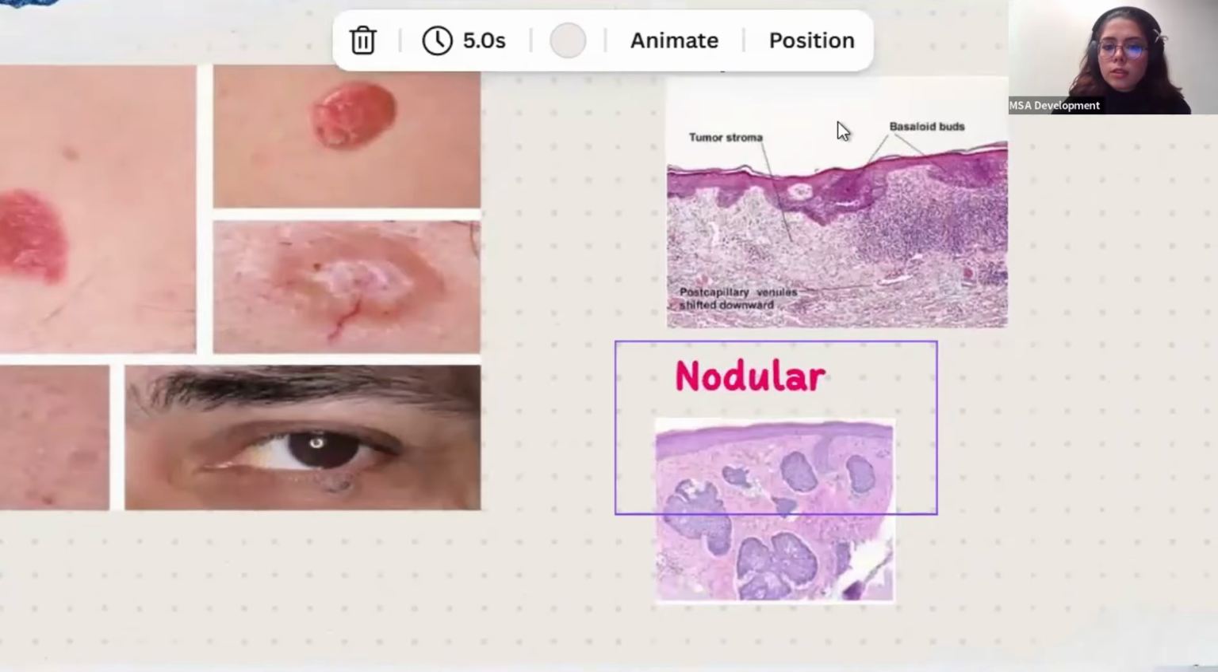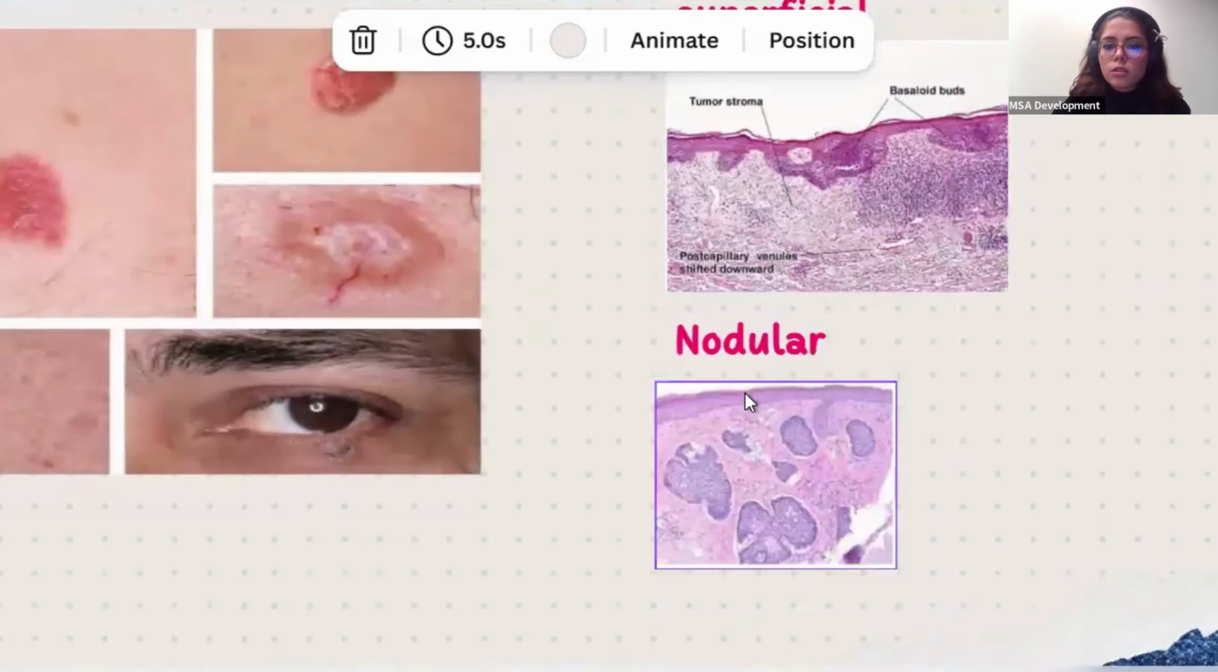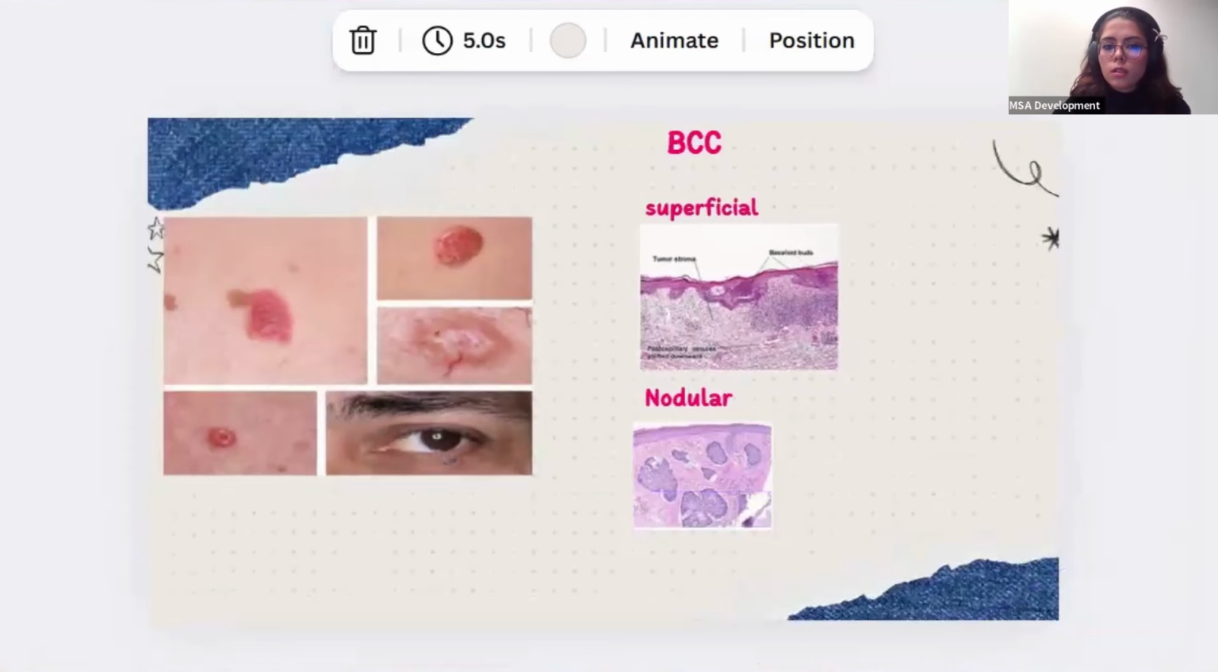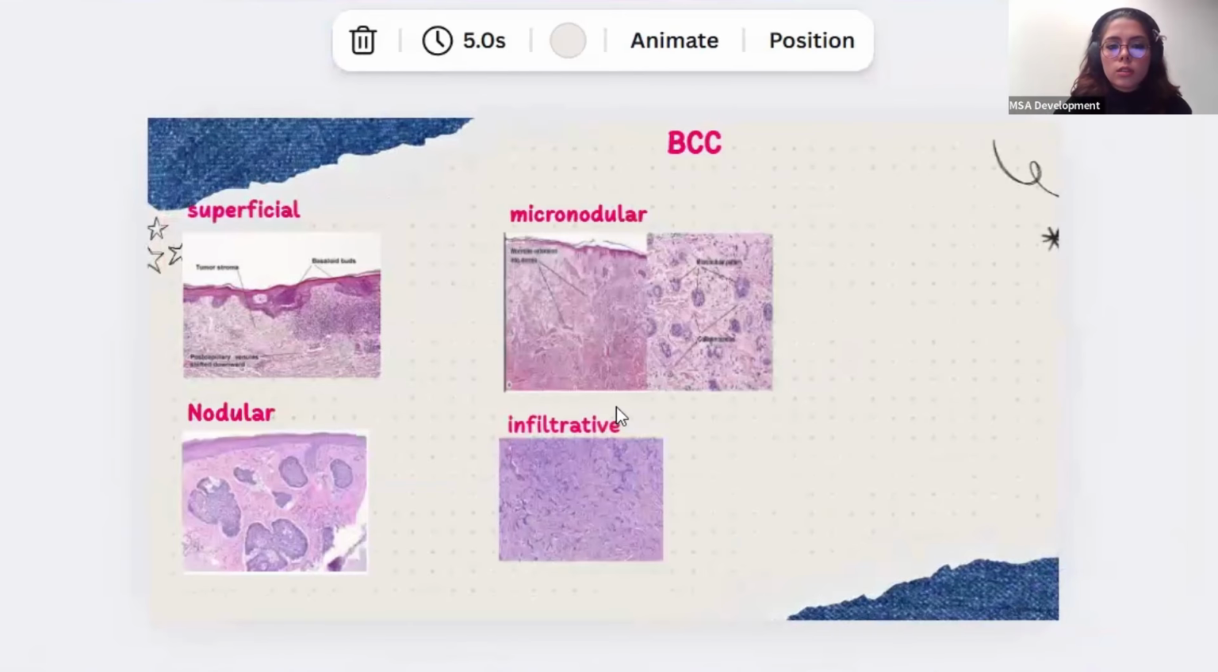BCC, more pictures. There's the superficial type, there's a nodular type. These are the histo slides for it. Again, superficial, nodular, micronodular. I think those are the two images. Forgot to remove it from here.